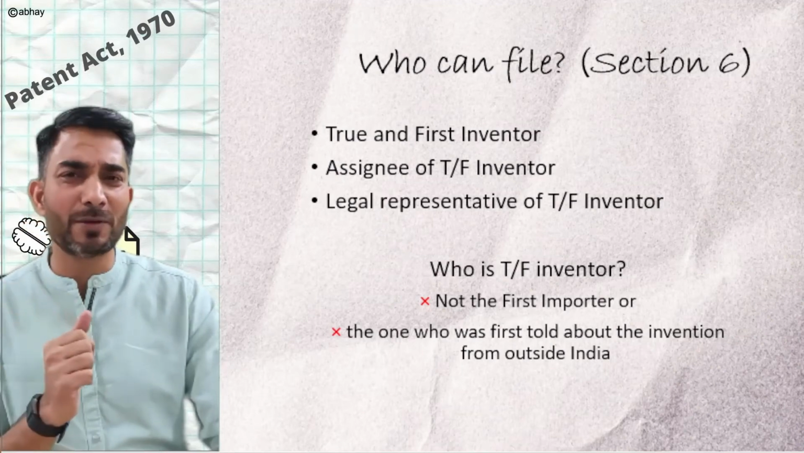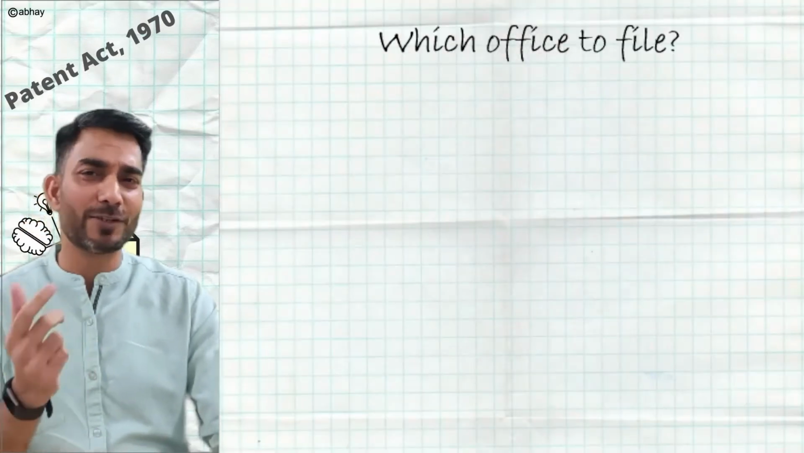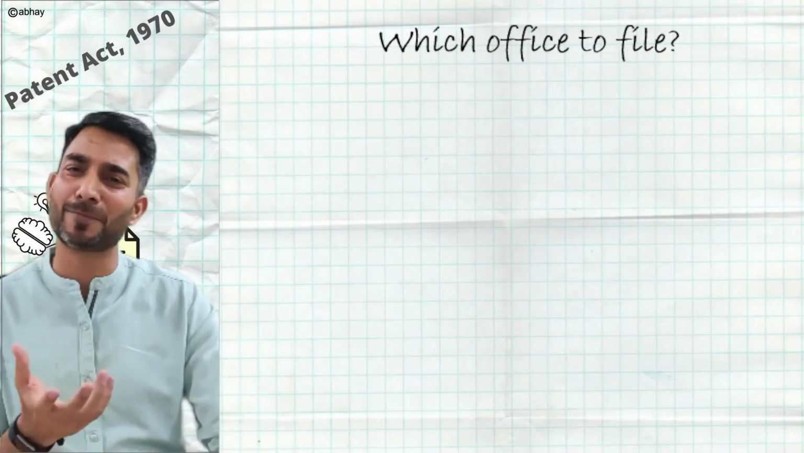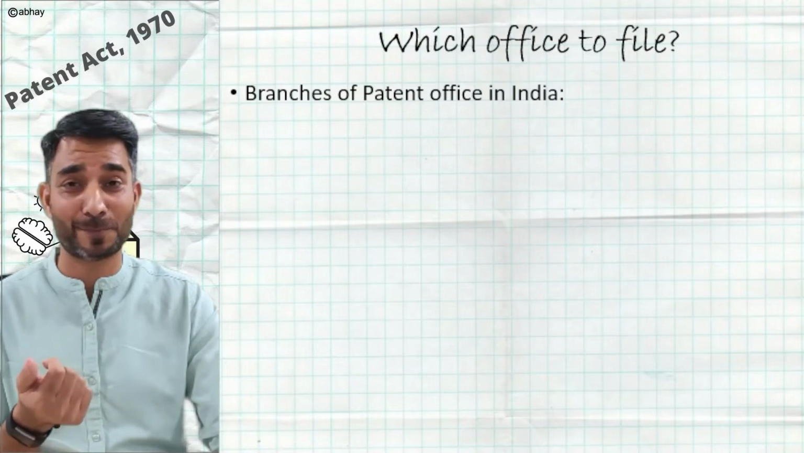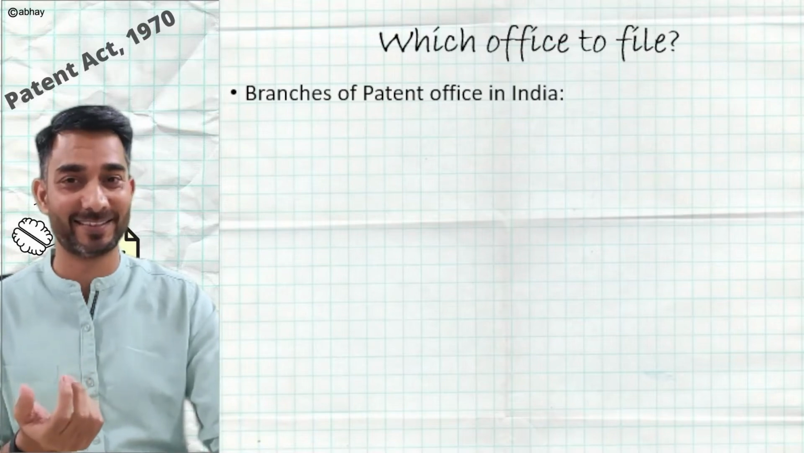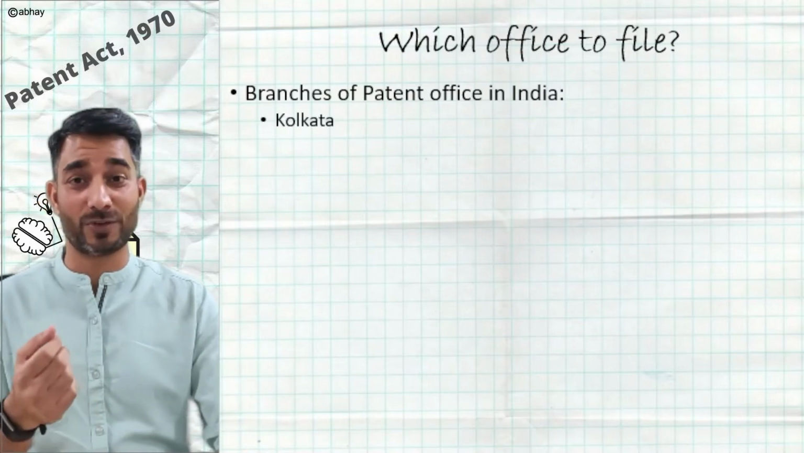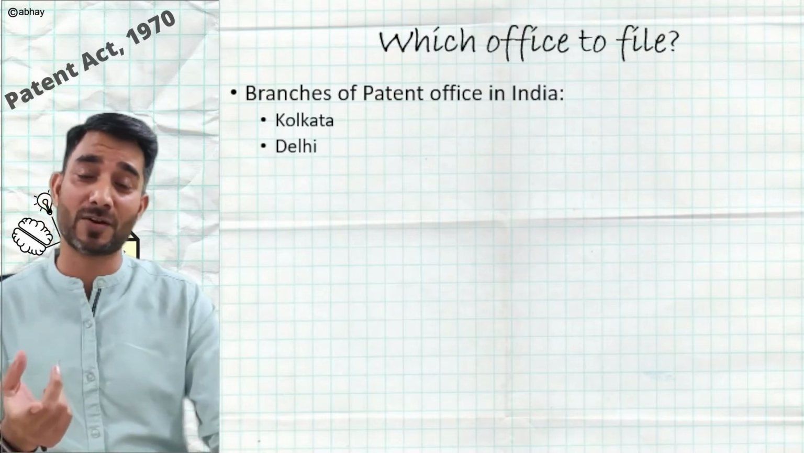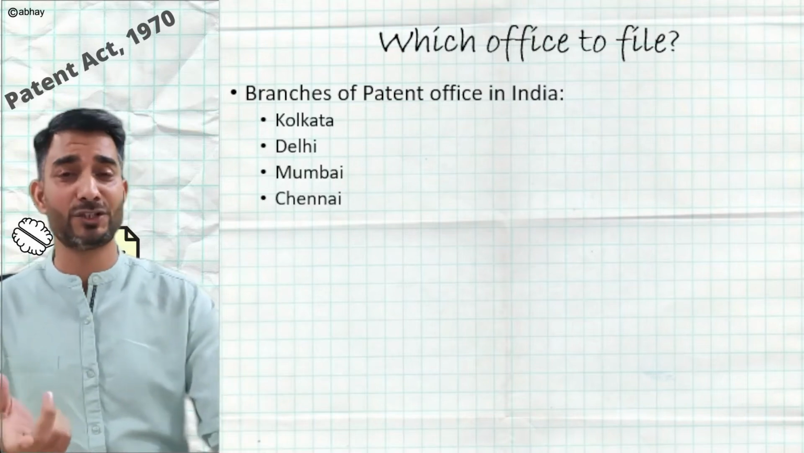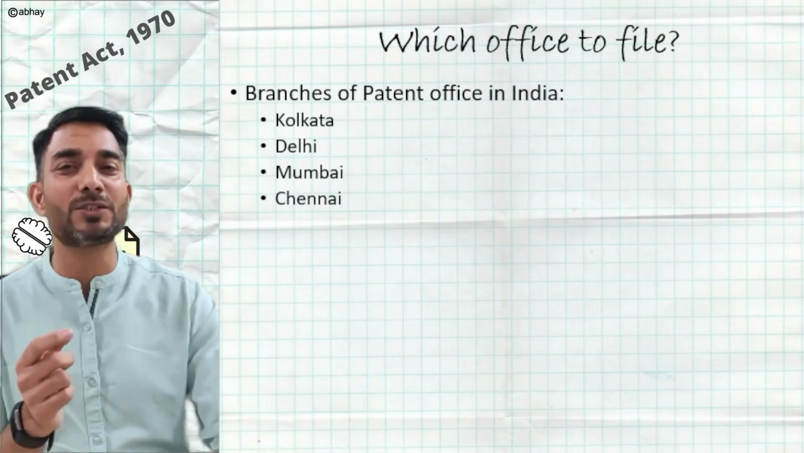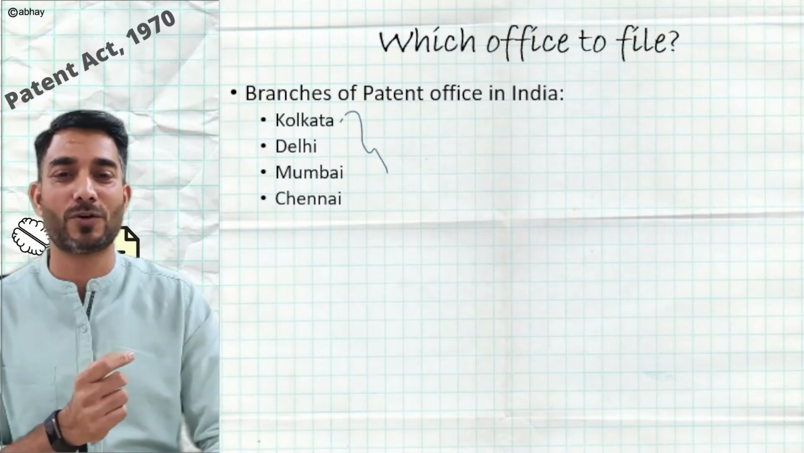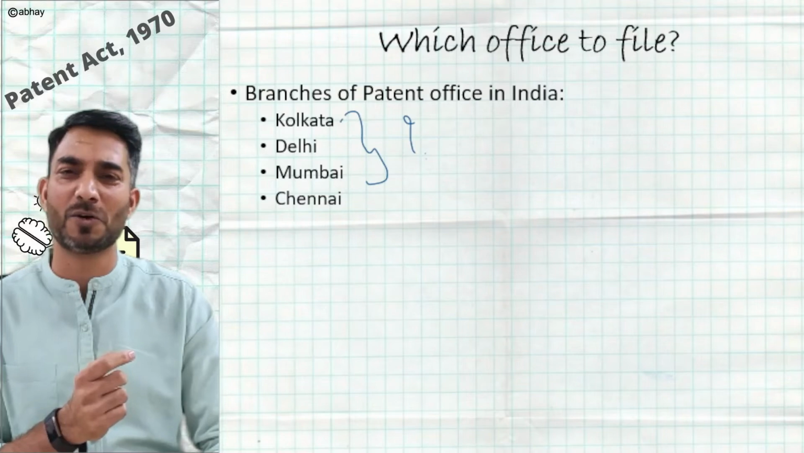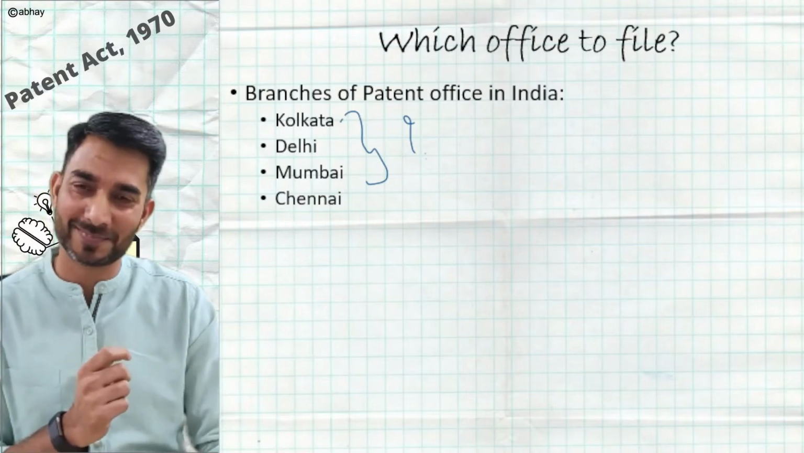So where should they be filing in? Which office should they be filing in India? Indian Patent Office, isn't it? But we have multiple offices in India, as you may be knowing. So we have an office in Kolkata, we have an office in Delhi, Mumbai, and Chennai. So which of these offices does one need to select? Which of these offices should be selected? All of them or none of them?